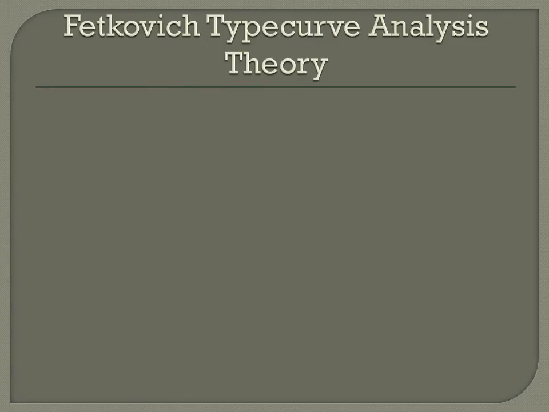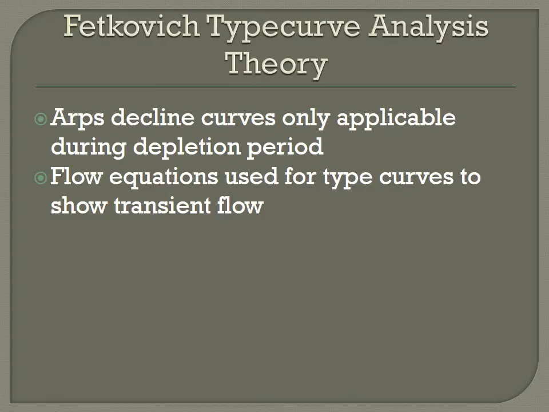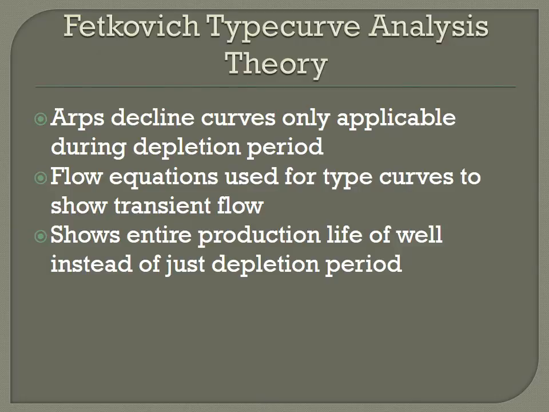Over the years, other methods have been developed that take into account different problems in ARPS decline curves. A main problem with ARPS is that it is only applicable during the depletion period of a well when the well is in a boundary-dominated flow. ARPS cannot be used when the well is in transient flow. Fetkovich used the flow equations to develop type curves for transient flow, which was combined with ARPS decline curves for boundary-dominated flows. With this being done, it shows the entire production life of a well instead of just the depletion period.